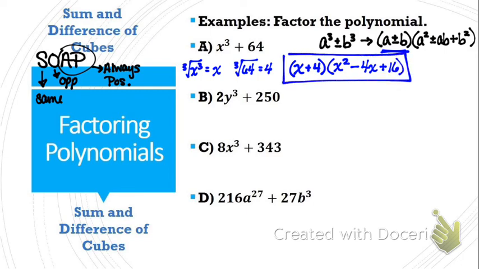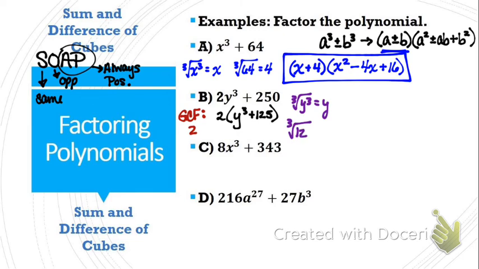Let's do one more and we'll finish sum and difference of cubes tomorrow. Do I start by finding cube roots of things on B? No. GCF, which is what? 2. Let's get it out of there. So 2 times y cubed plus 125. I need the cube root of y cubed, which is y. What's the cube root of 125? 5.